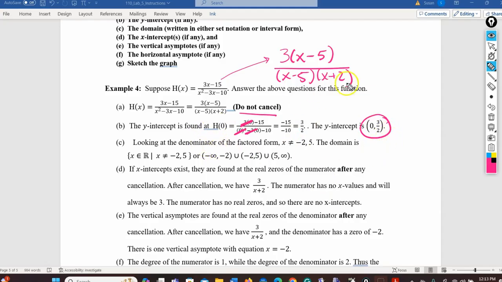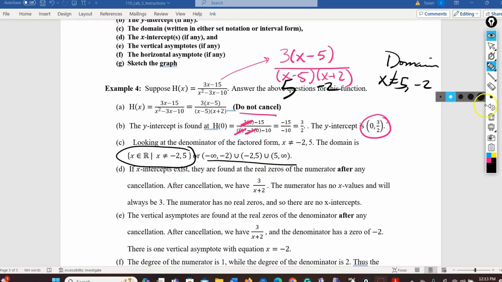Now, if I'm going to find the domain, you look at this before any cancellation, and you can see the domain is what x is allowed to be, and we can see here that x is not allowed to be 5, and it's not allowed to be -2. And so you can either write it like that, or you can put it in interval form.